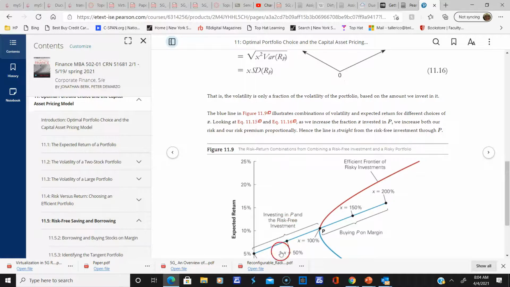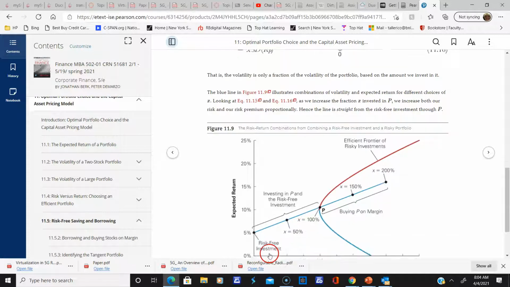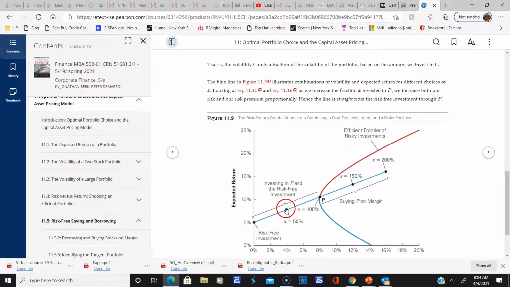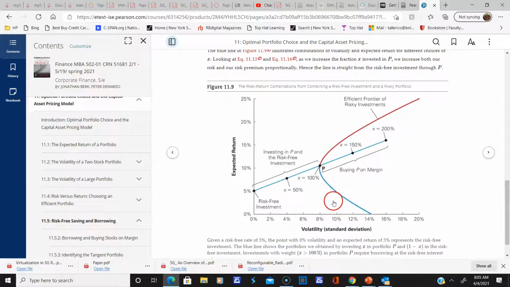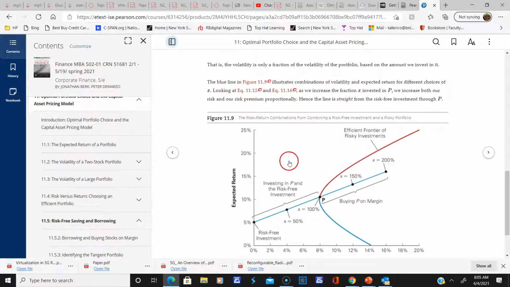So basically, you can see this blue line here, which is investing in the portfolio and the risk-free investment, different combinations, okay? And it hits this point right here. So here we have combinations of volatility and expected return for different choices of the ratios of the risk-free rate and the other portfolio that's not risk-free.